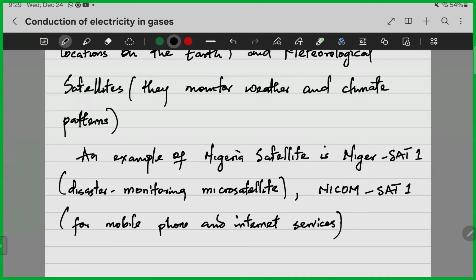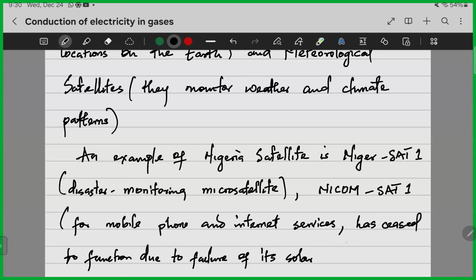And this NigComSat 1 ceased to function due to failure of its solar cell system. Take note of that.